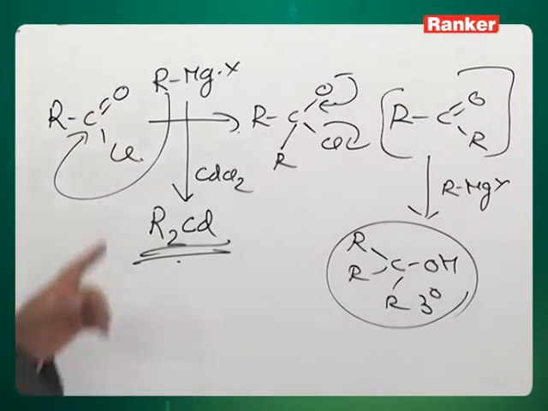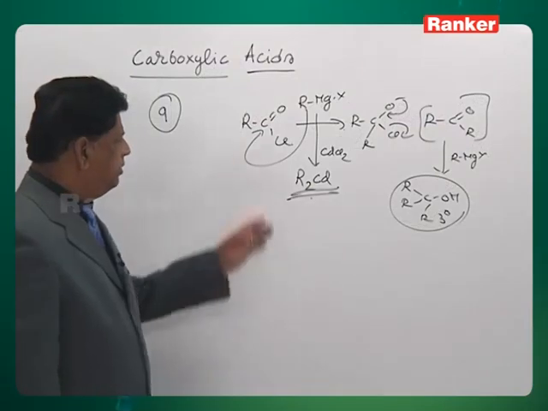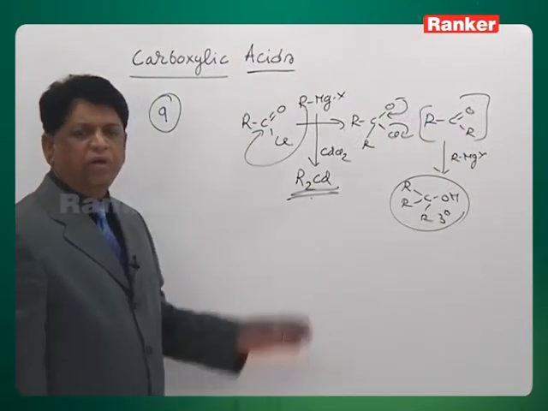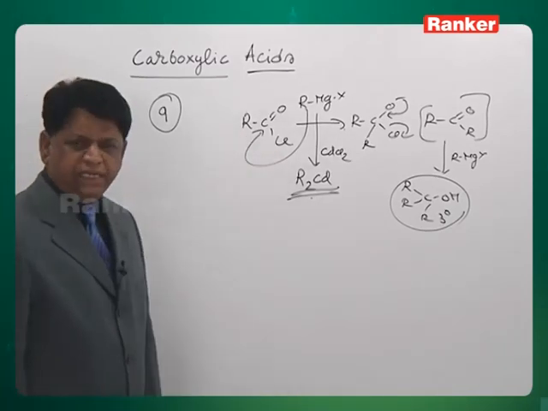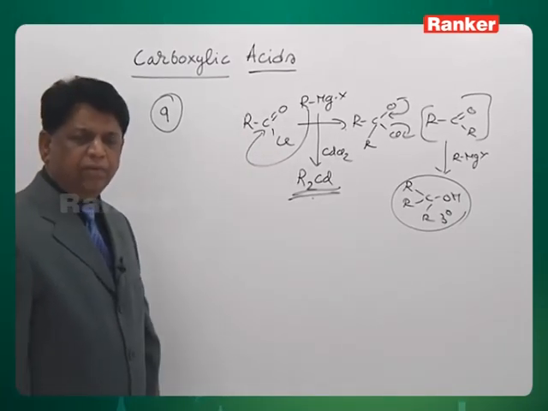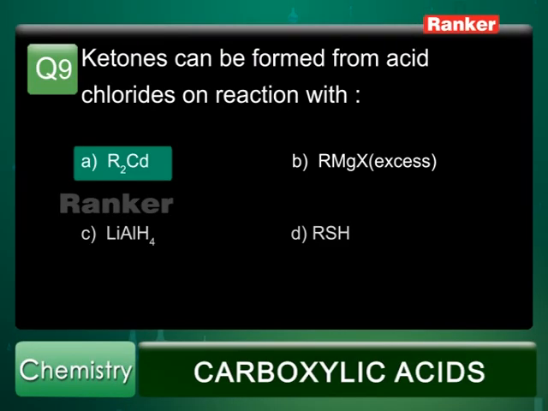If you add excess RMgX, as I said, tertiary compounds are formed. Lithium aluminum hydride will give primary alcohols. RSH, this is an alcohol also, so esterification takes place and thioesters are formed. So the right answer is A. Answer A will give ketones.